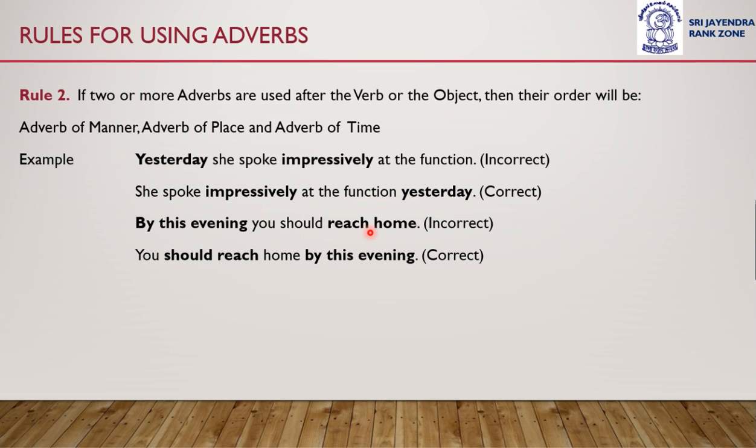By this evening, you should reach home. This is an incorrect statement. The correct statement would be, you should reach home by this evening. I hope rule number 2 is also clear to you guys. So whenever we have multiples, then the order will be adverb of manner, adverb of place, and adverb of time.